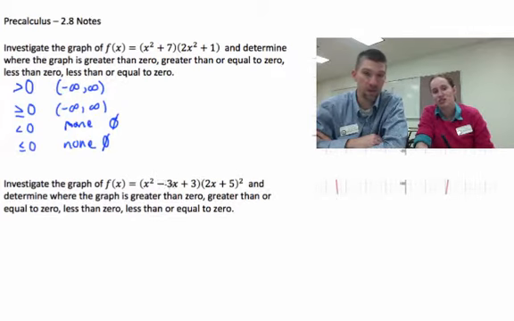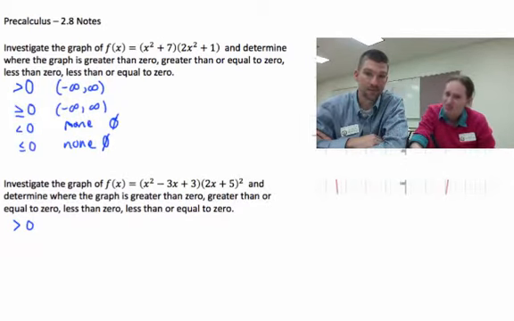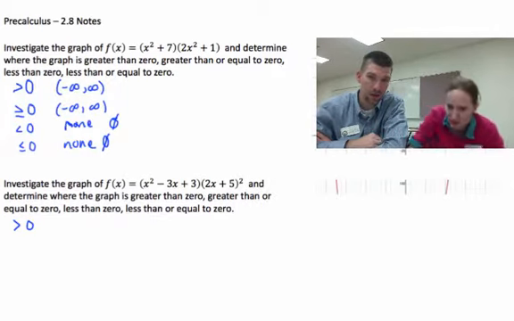Now how about this one? x squared minus 3x plus 3 times 2x plus 5 squared. Where is the graph greater than 0? I sense some factoring in our future. Really? Yeah, because don't we want to figure out exactly where that crosses the x-axis there? Because it should cross at negative 5 halves. But that's not what that is. I mean, no, that is.